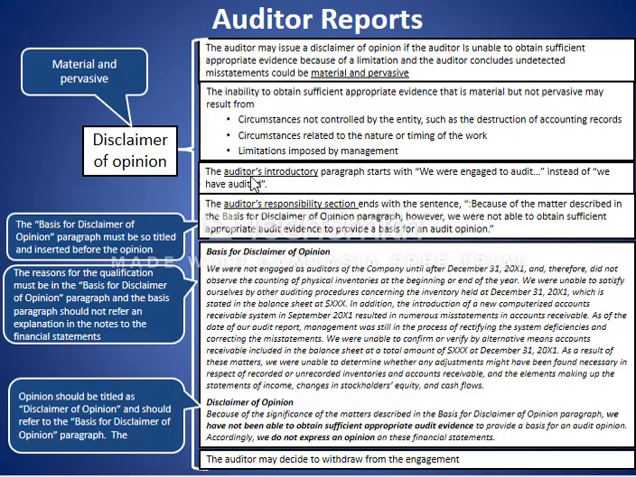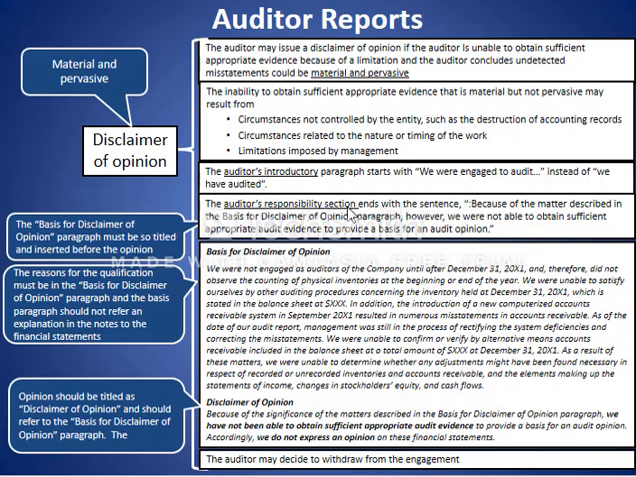Number one, the auditor's introductory paragraph starts with "we were engaged to audit" instead of "we have audited," because we were not able to audit it. We couldn't get sufficient appropriate evidence. The other section is the auditor's responsibility section, just like all the other sections that we've talked about.